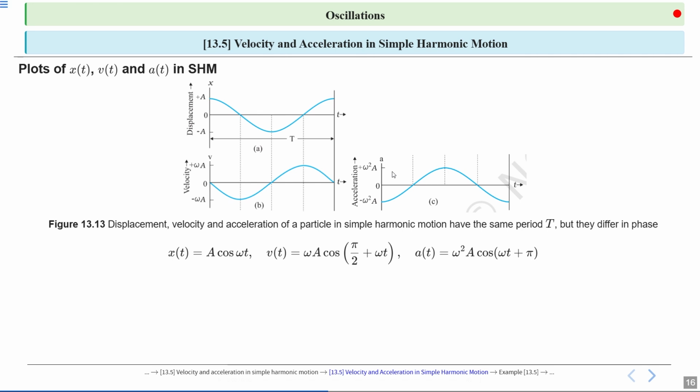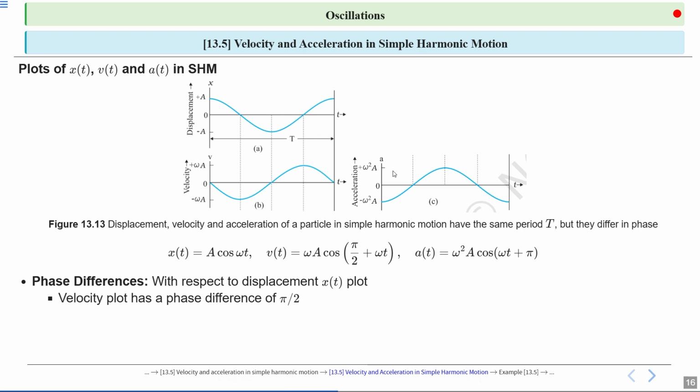So here x of t is equal to A cos omega t, v of t is equal to omega A cos of pi by 2 plus omega t, and a of t is equal to omega square A cos of omega t plus pi. Phase differences with respect to displacement x of t plots. Phase difference means how much one curve is shifted left or right compared to another with respect to displacement x of t. We will see how the velocity and acceleration curves are offset. This helps us understand the timing of motion in SHM, like when the object is moving fastest or when it's changing direction.